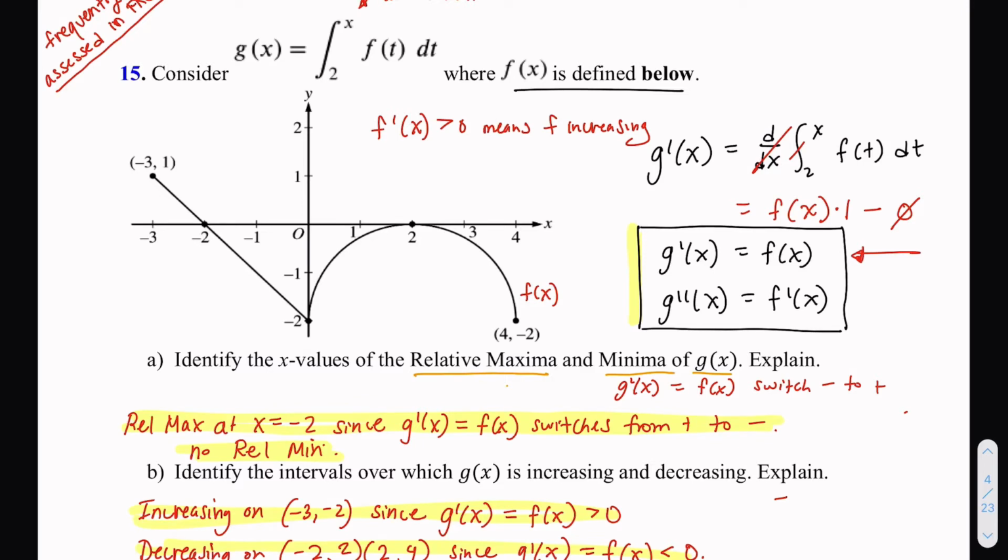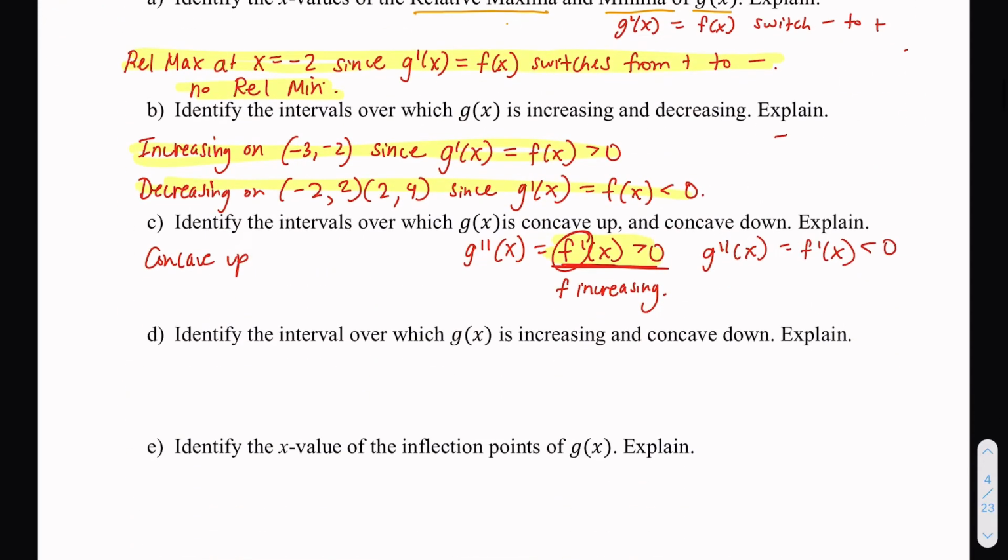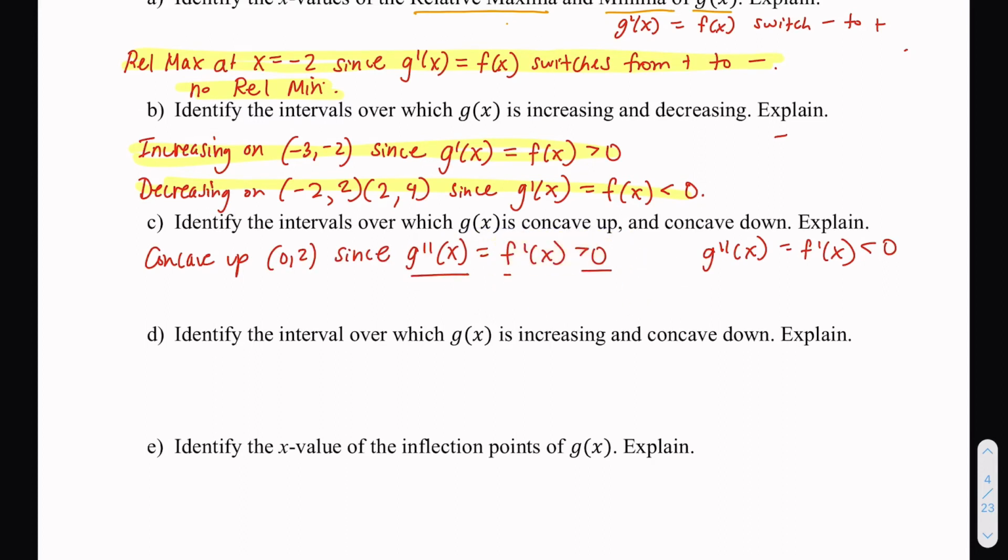F prime greater than 0 means the slopes are positive, meaning f is increasing. So where are our slopes positive? Well, our slopes are positive all along this region. Check it out. It's a positive slope, right? So f is increasing from 0 to 2. So we're concave up on 0 to 2 since g double prime is greater than 0, which means that f prime is greater than 0.